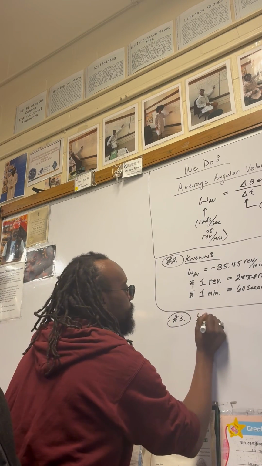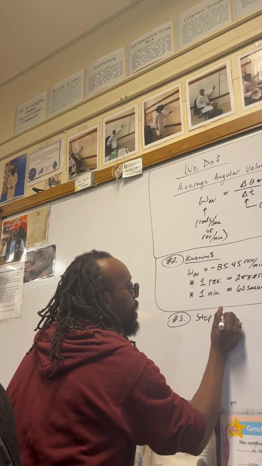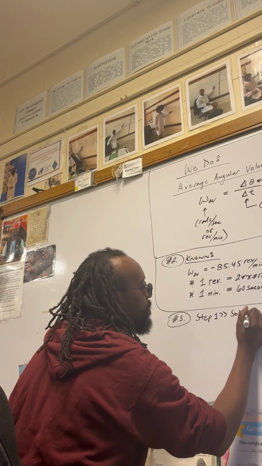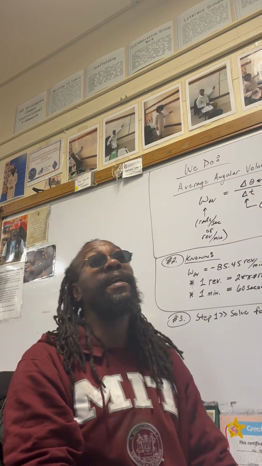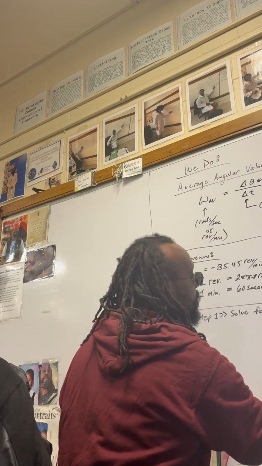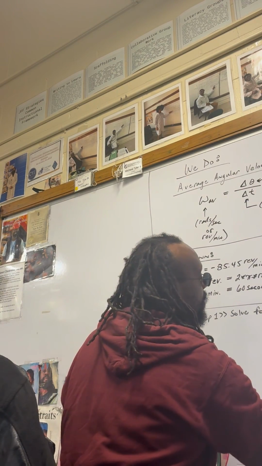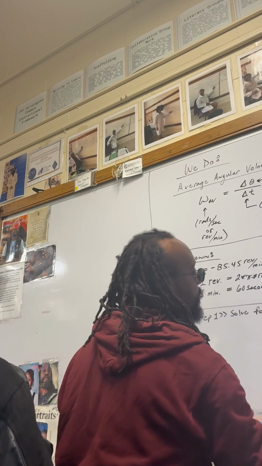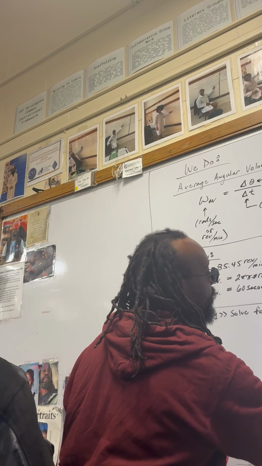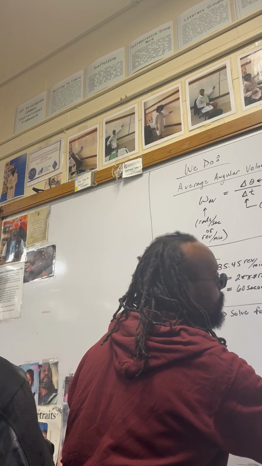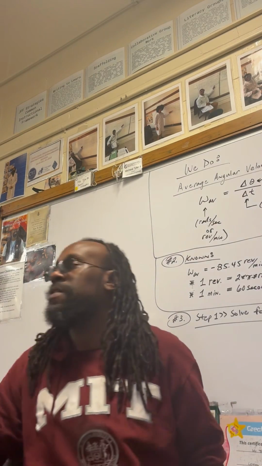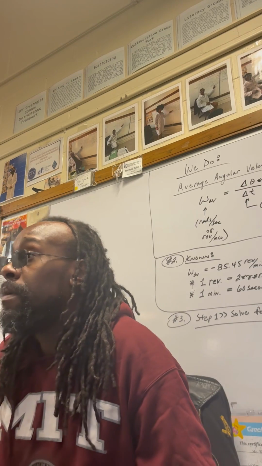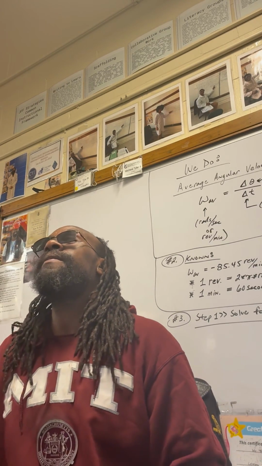You say step 1. I'm going to solve for omega sub AV as rad per second. Yes, you gotta write that sentence. It tells the reader what you're thinking. It tells the reader, hey, I'm going to convert this from revolutions per minute to radians per second. Okay, so we got that done.